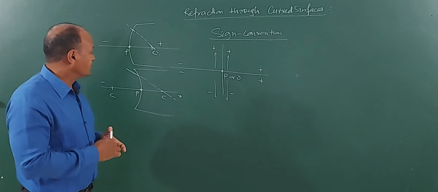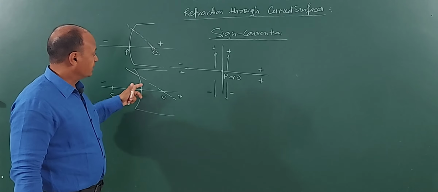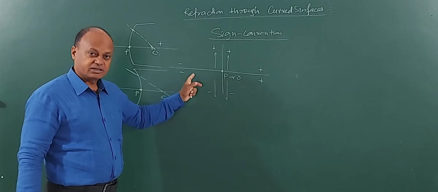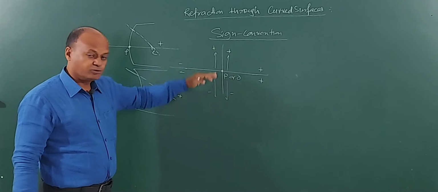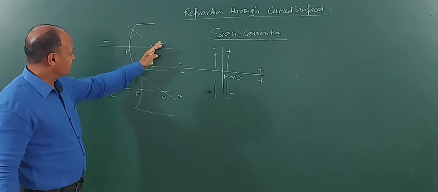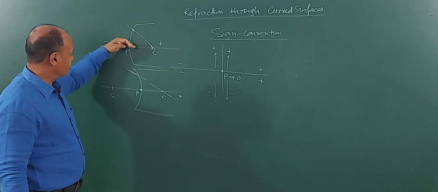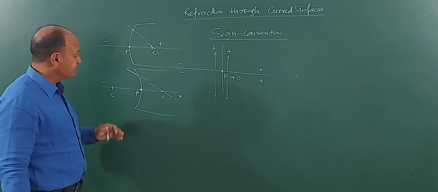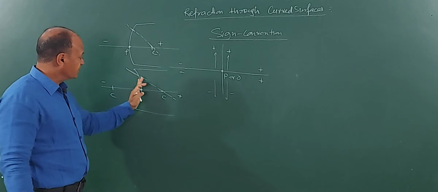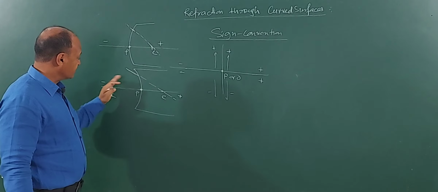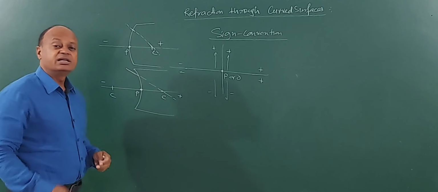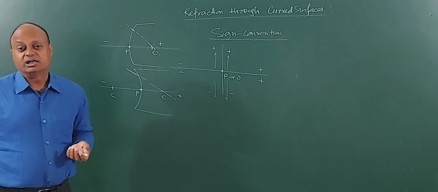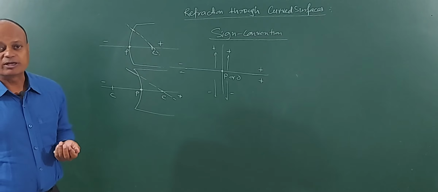So, once again, we will be measuring distance from the pole. Distance on the right will be positive, left will be negative. Above will be positive, below will be negative. Let us see it here. Right is positive, left is negative. Above is positive, below is negative. Similarly, in case of a concave surface, right is positive, left distance is negative. Above is positive and below is negative. So, I am sure you understood the sign convention. Okay?